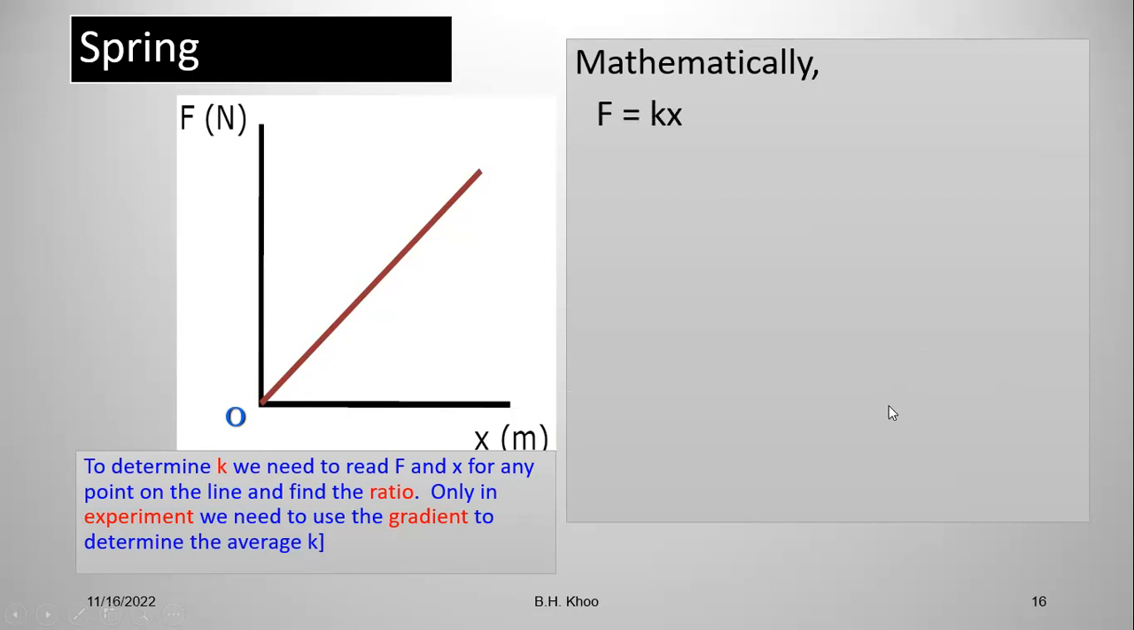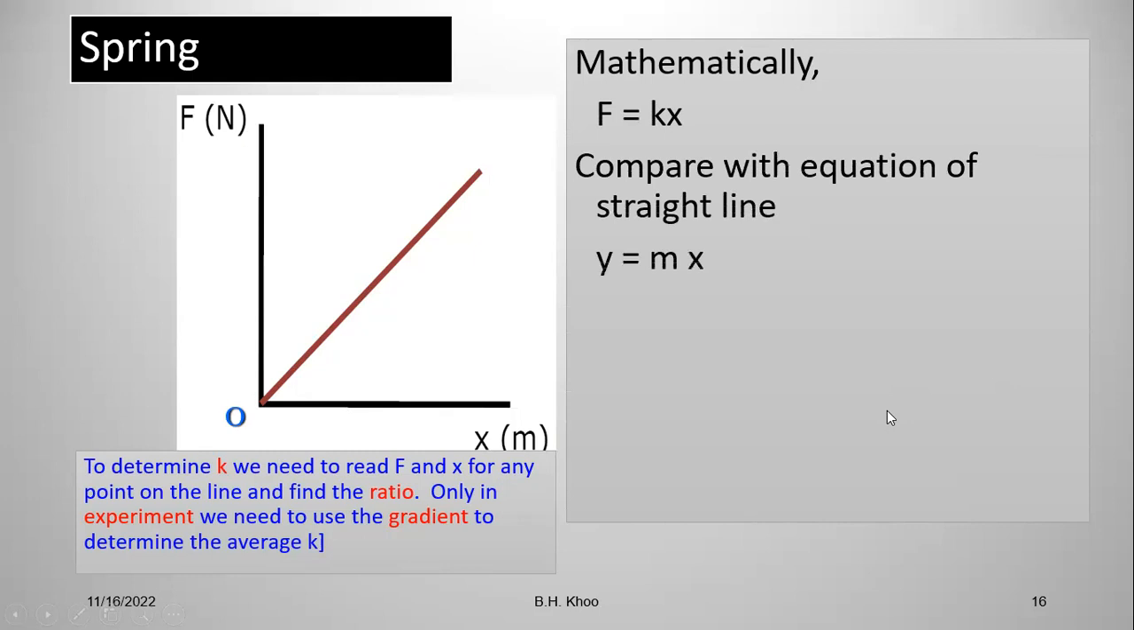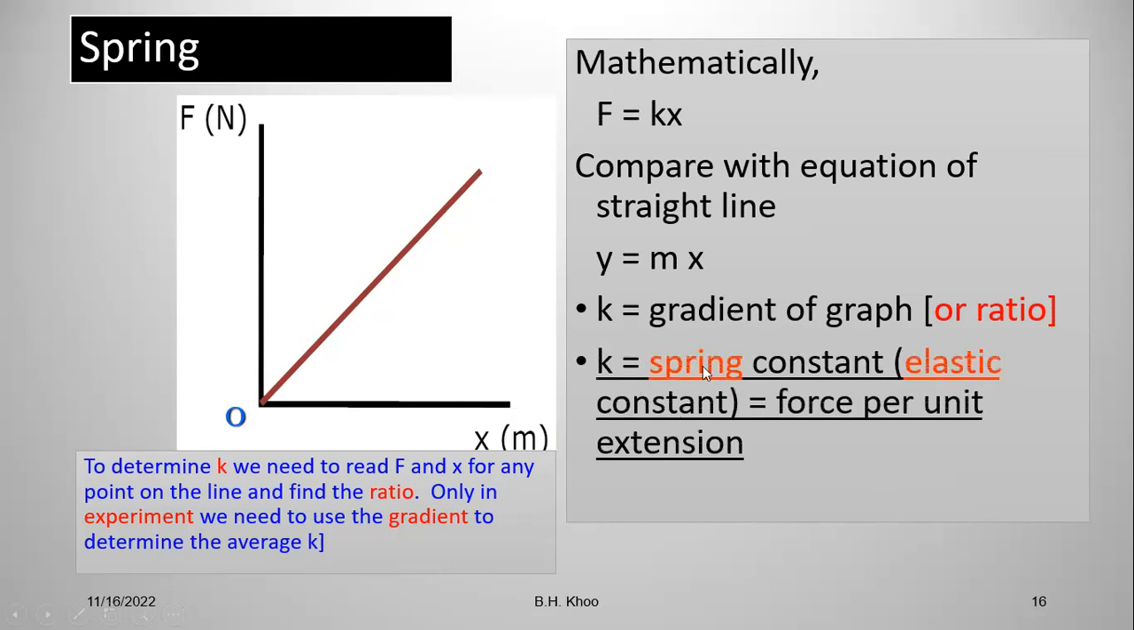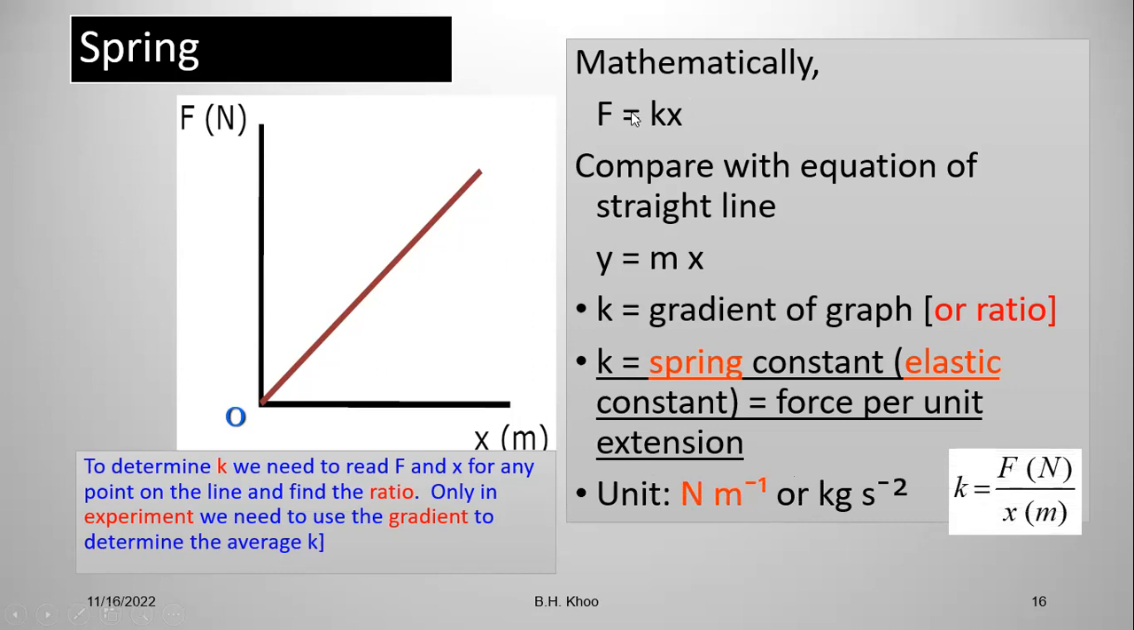So mathematically, we can write F equals kx. Compare the equation with the equation of a straight line, y equals mx. k is the gradient. Or since it's proportional, it's a ratio. Gradient and ratio are the same. k is called the spring constant, or some people will call it elastic constant, same thing. It's defined as force per unit extension. Unit, right? From this one, k is F divided by x. Force is newton, x is meter, so it's newton meter minus 1. So you might want to show that it's equal to this one in terms of base units.